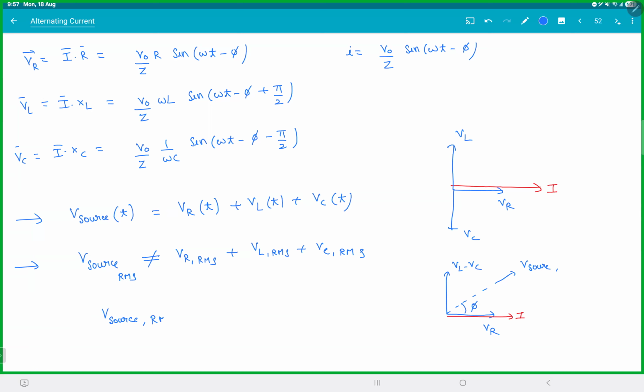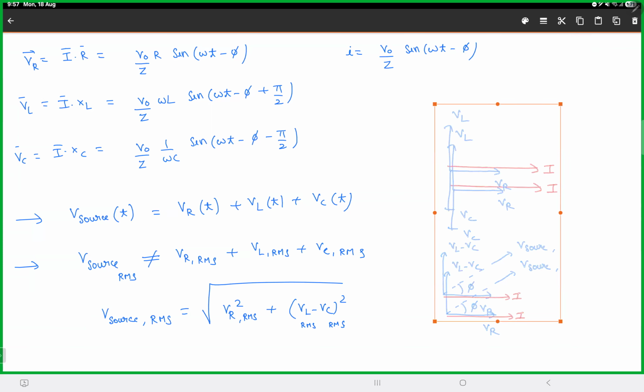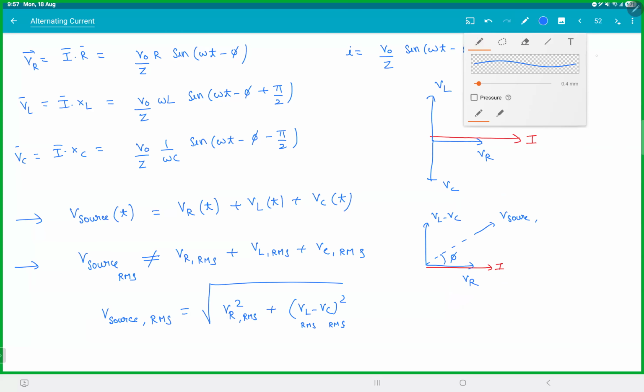V source RMS will be root over VR RMS square plus VL minus VC square. Sometimes they won't always give you resistances, they'll give you voltages. So if they ask you to study in terms of voltages, you can just write this as VL minus VC by R.